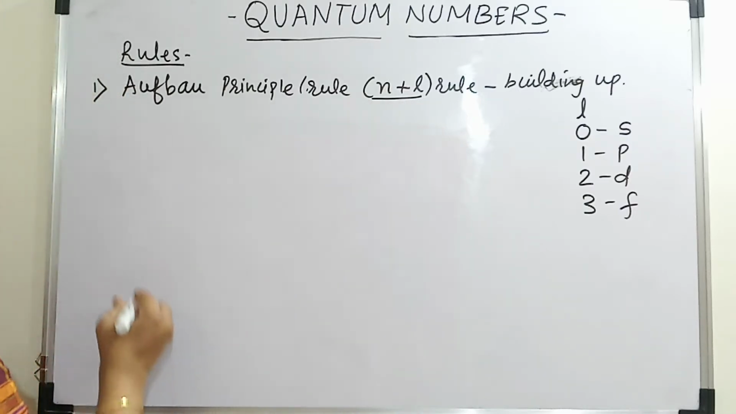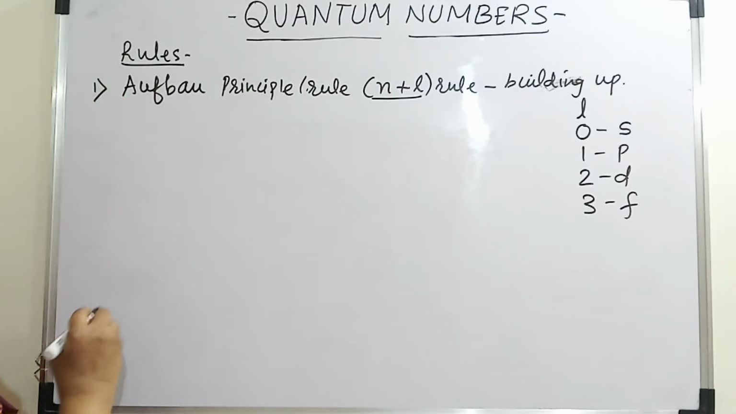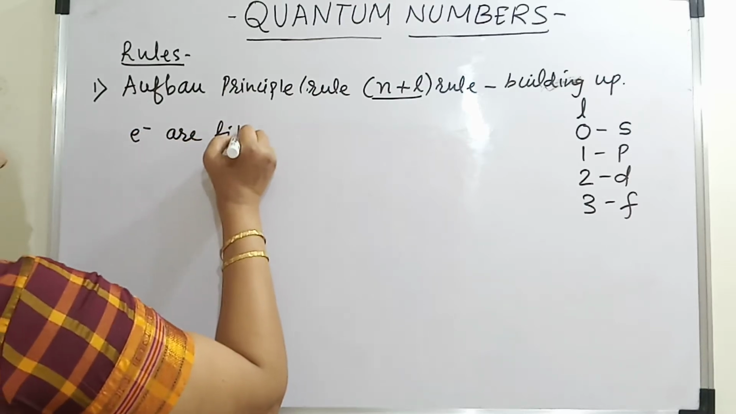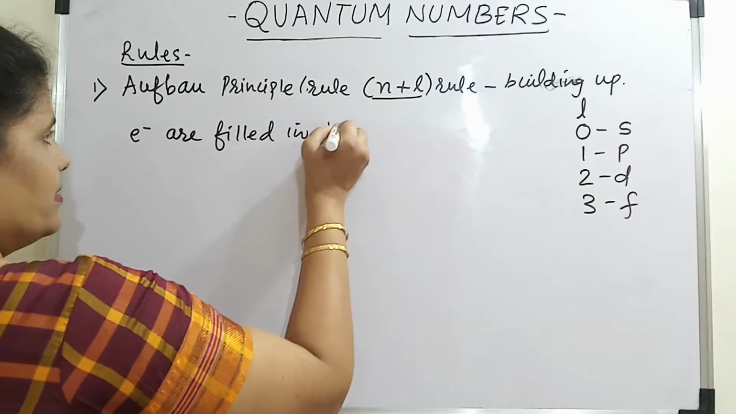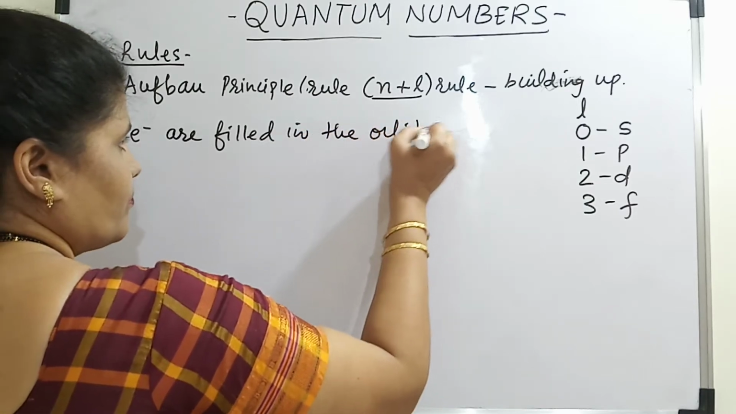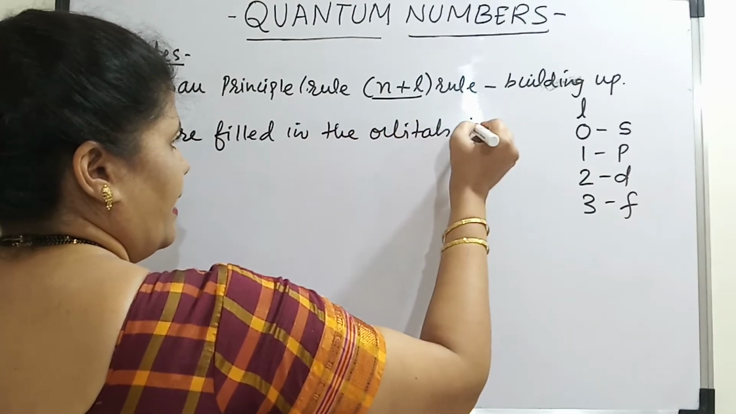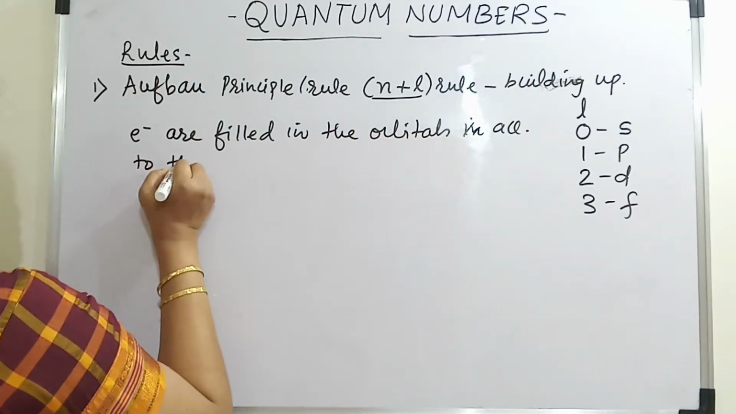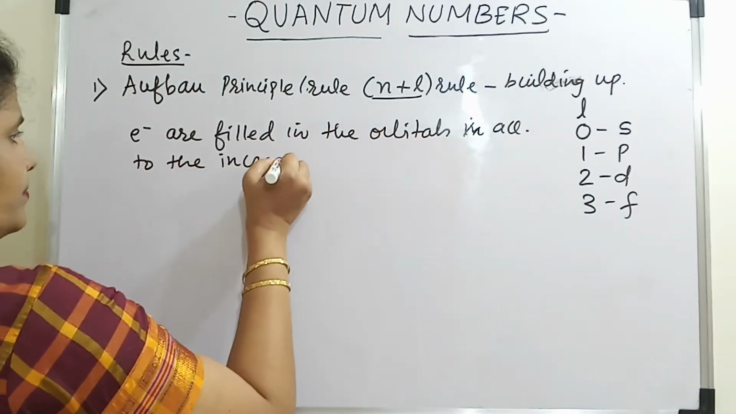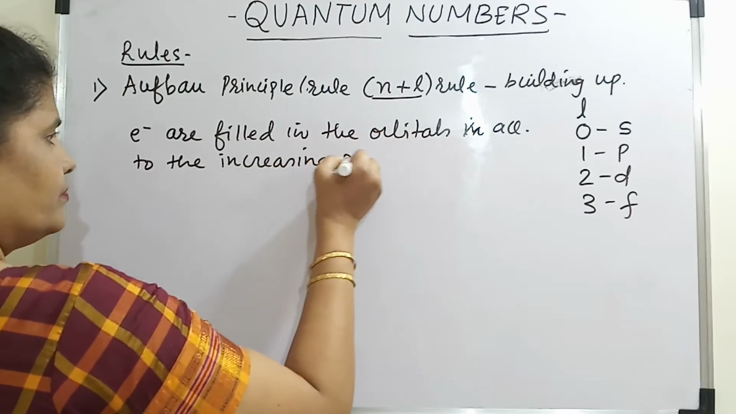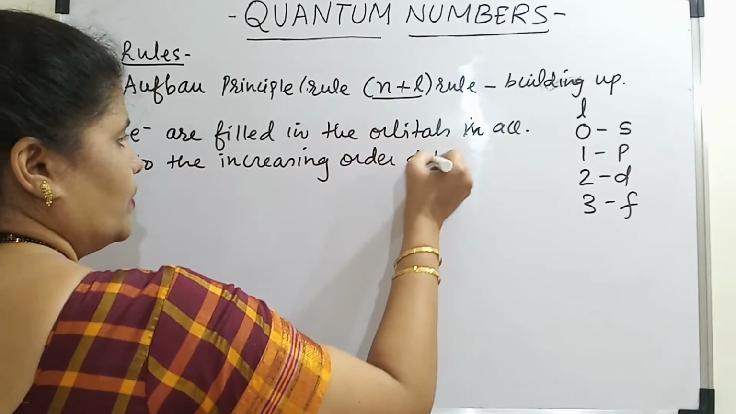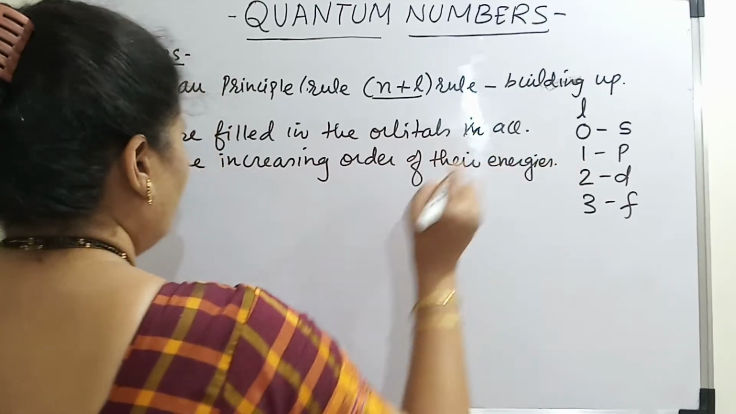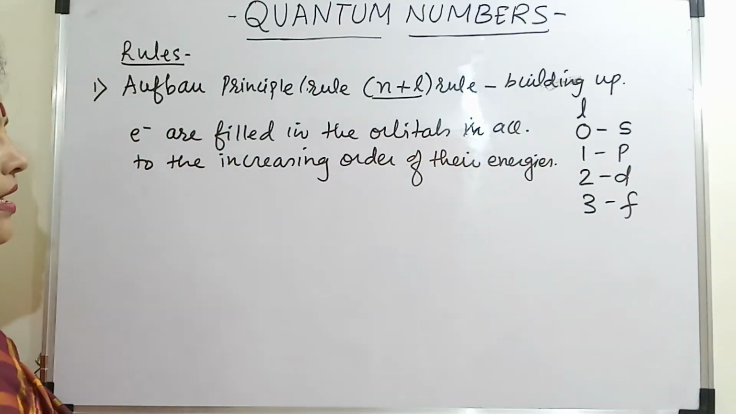For that, let us write the rule. According to the Aufbau principle, the electrons are filled in the orbitals according to the increasing order of their energies. Here, the atom is considered in its ground state.